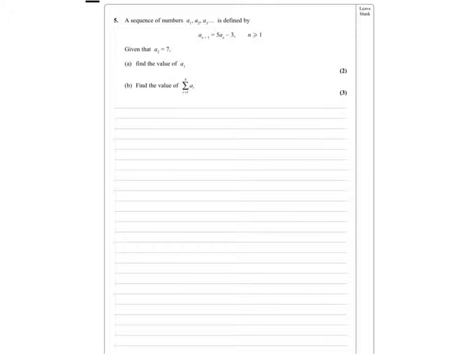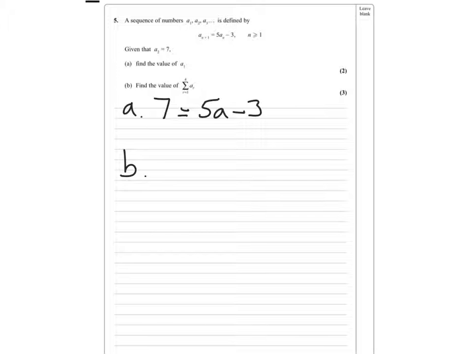Right, question 5. Here we go. We've got an arithmetic sequence here. It says a m plus 1. Right, so you've got to work backwards. Something you've got to say. So for part A, that 7 equals 5a minus 3, so you can solve that.